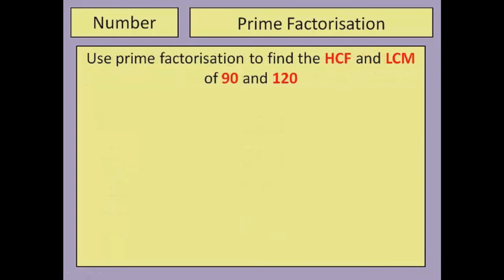Okay, the final thing you'll need to be able to do in an exam is use prime factorisation that you've just practiced to find highest common factors and lowest common multiples. To do that, you first of all prime factorise the numbers. So let's imagine we've done 90 and 120.